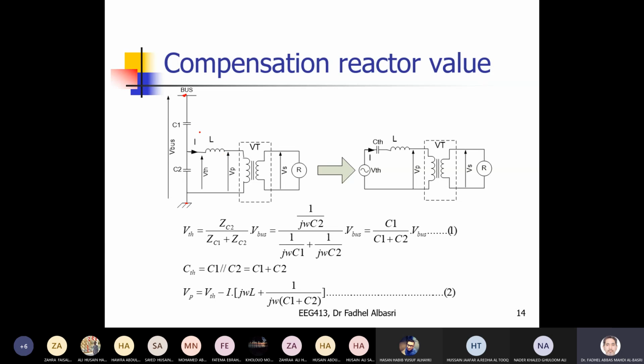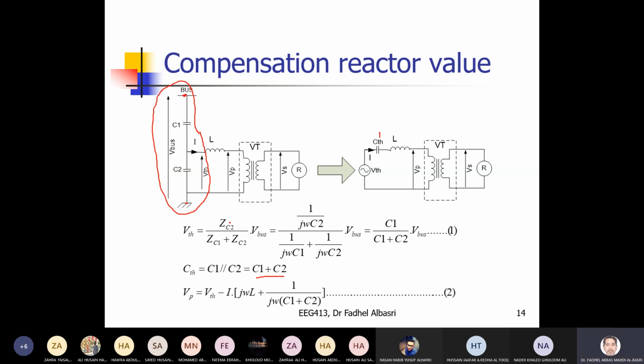Now I can take the Thevenin equivalent circuit of this part. What is the Z Thevenin here? If you ground this one, remove the source, right? This becomes parallel with this, so the C Thevenin becomes C1 plus C2, right? And now what's the voltage here? V Thevenin is V bus times ZC2 over ZC1 plus ZC2, like the voltage divider rule, right?